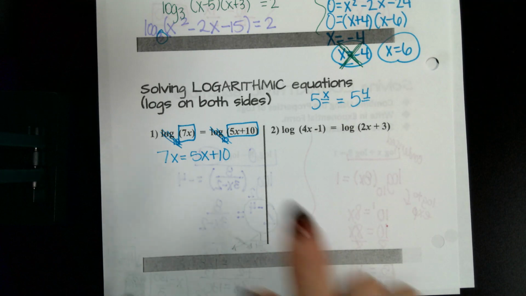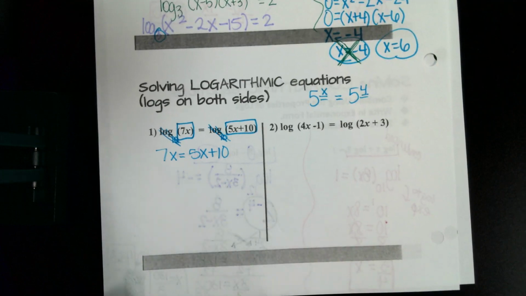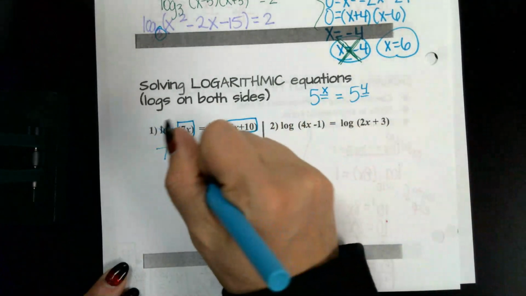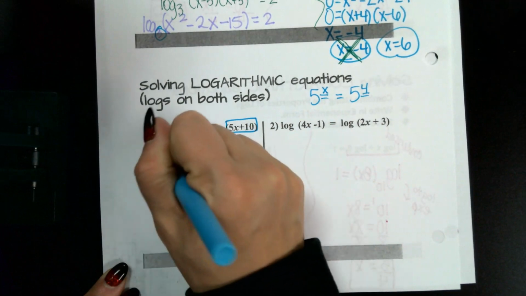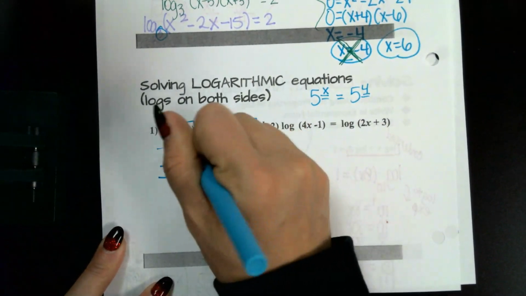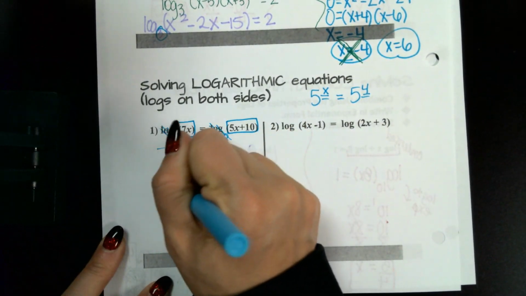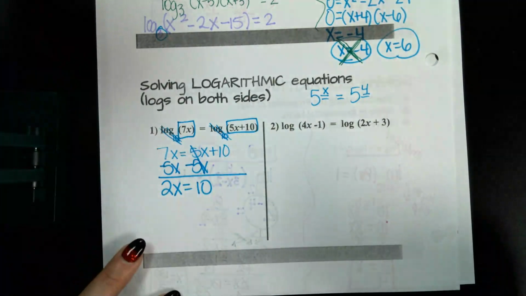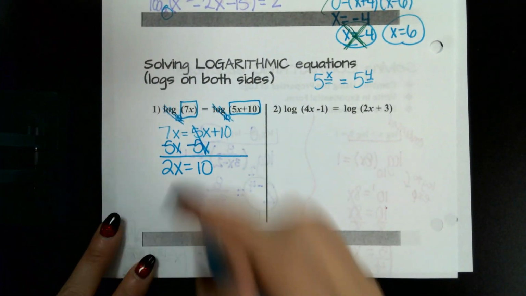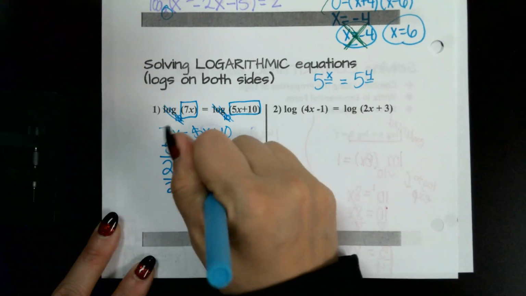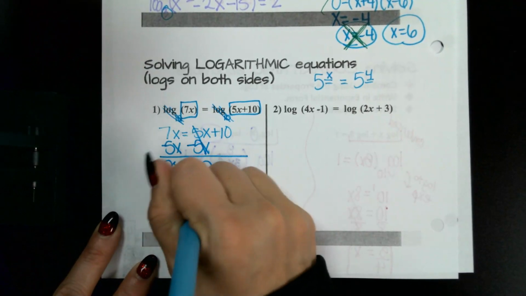So how would I solve this? Subtract 5x. So you get 2x equals 10. And then divide by 2. So x equals 5.